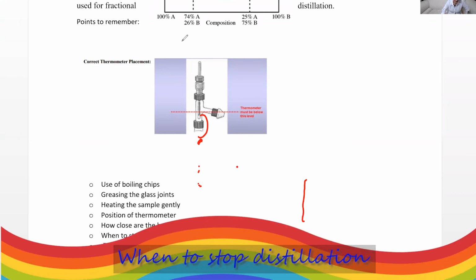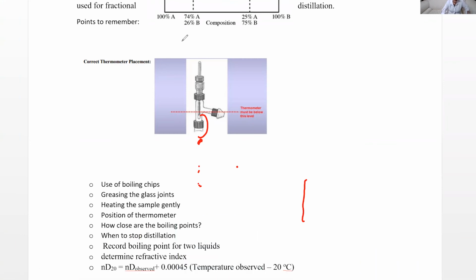When you're done with distillation, when would you stop distillation? To stop distillation, you're looking for collection of the desired volume. Let's say the procedure asks for 30 milliliters, you collect the 30 milliliters, you stop. If the boiling flask is about to be dry, you have to stop distillation. You cannot continue distillation if there is not enough liquid in the boiling flask.